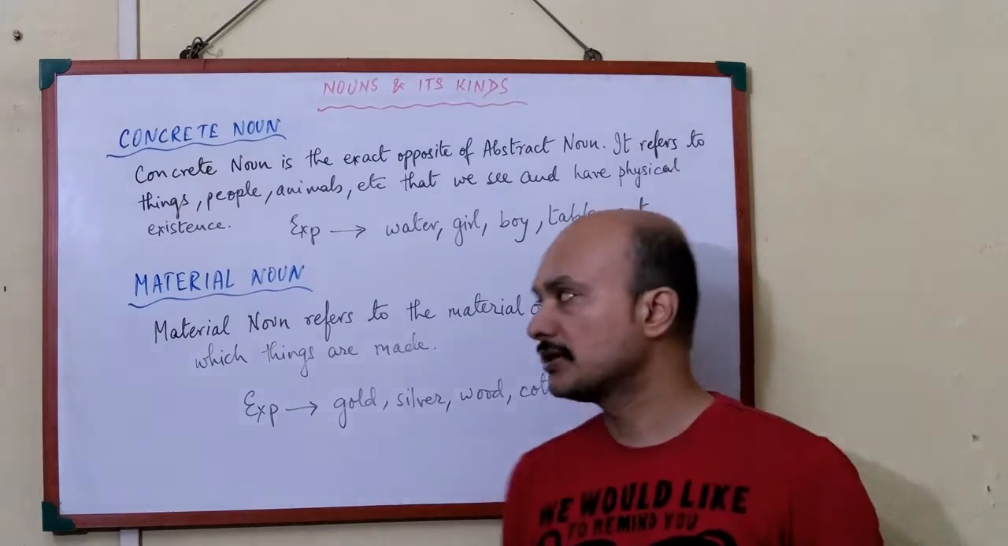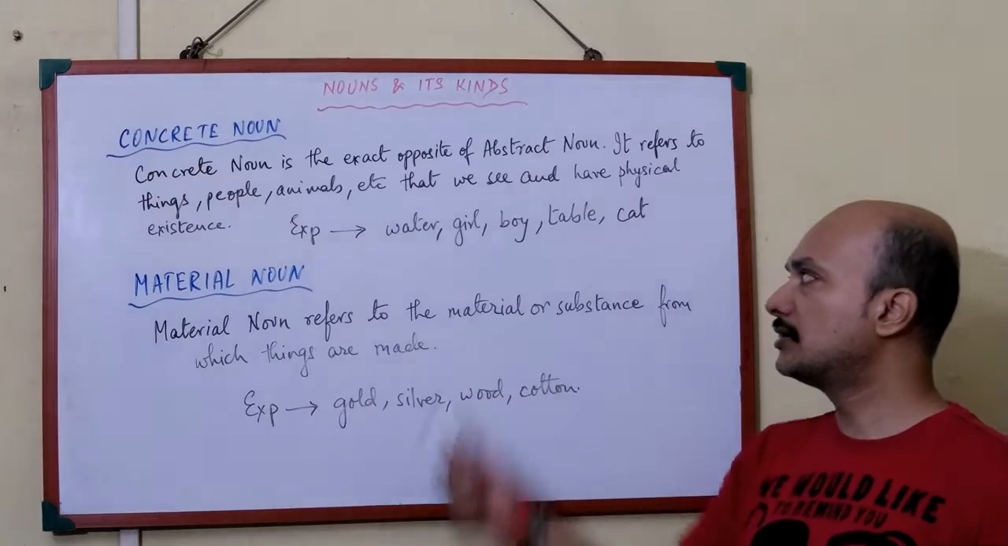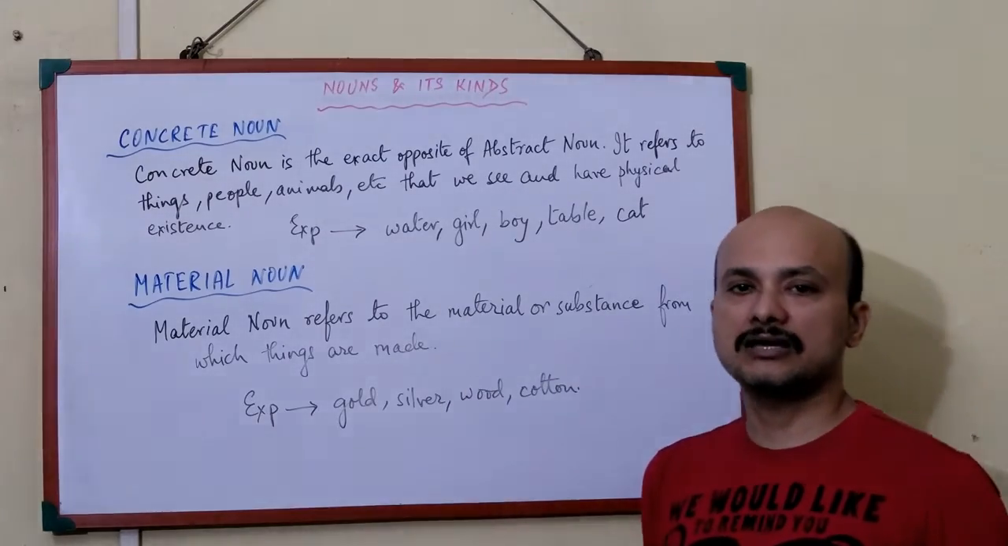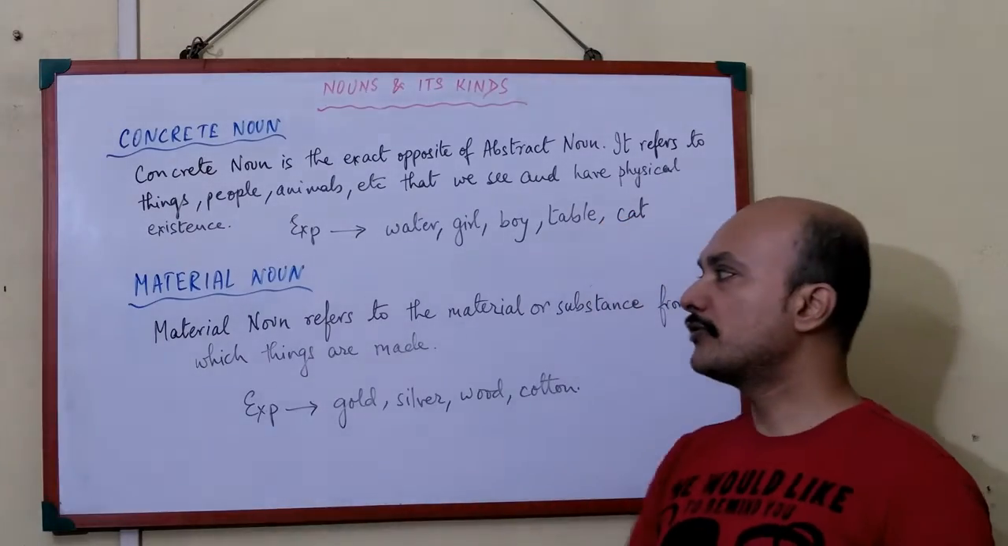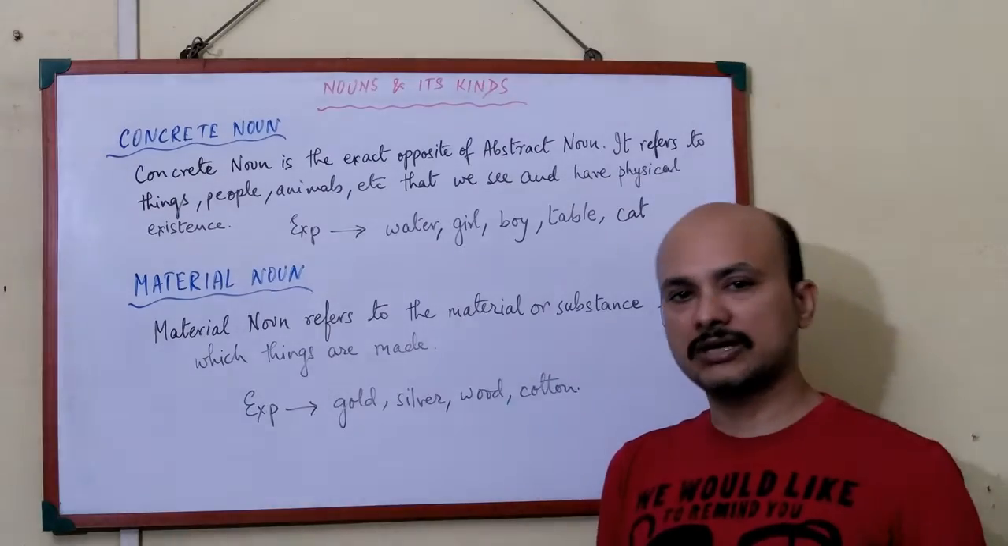You can see them. So, for example, water. You can see water. You can touch water. Girl, boy, table, cat. You can see and touch these things. So, they are all concrete nouns. Moving on to the next one, material noun. As the word itself suggests, material.